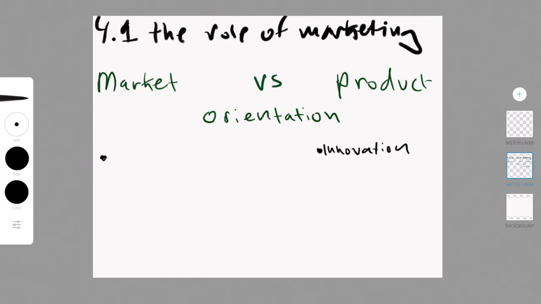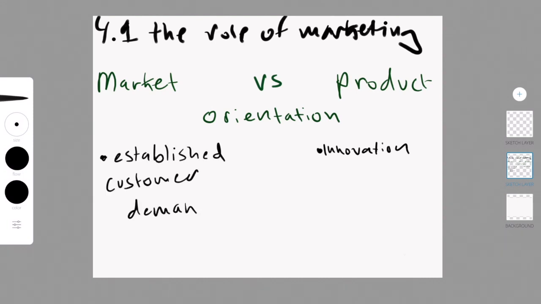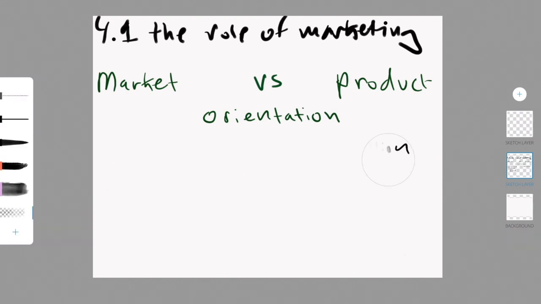Meanwhile, market orientation means that you are focusing on the established customer demand and you are supplying the customer with what they need and what they want. So advantages of market orientation are that the results of the market research will increase your likelihood of not failing, so reduce your likelihood of failure because you know that there is a demand for your product.